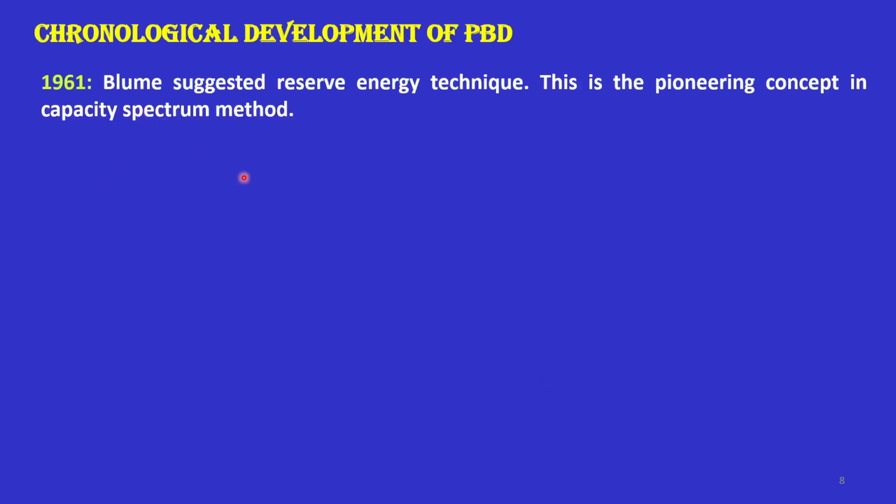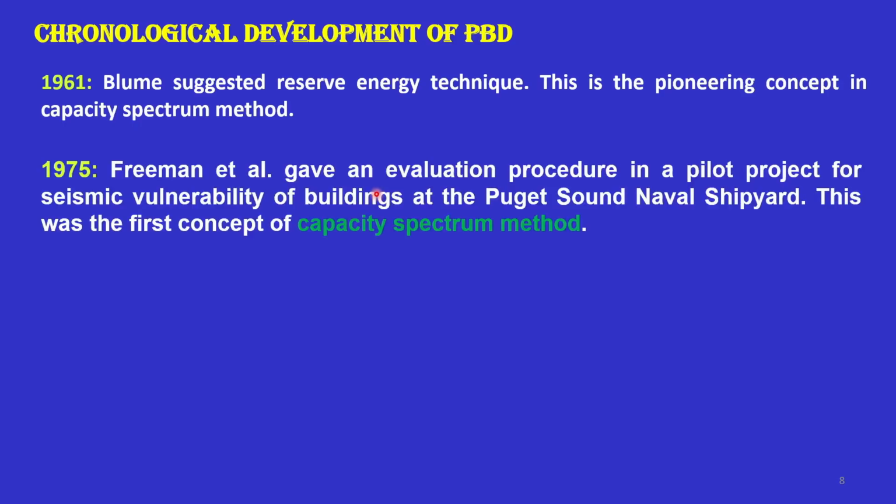In 1961, John Blume. You know there is a laboratory called the Blume Laboratory. So John Blume suggested the reserve energy technique, and this was the pioneering concept behind the current capacity spectrum method. In 1975, Freeman et al. gave an evaluation procedure for an actual real project, and this is the start of the capacity spectrum method.